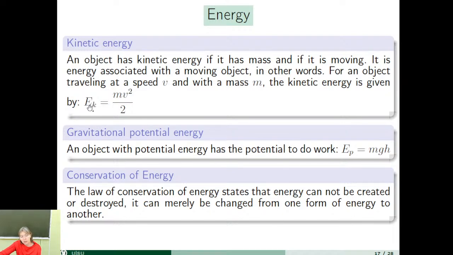kinetic energy is equal to half the product of m and v squared. The SI unit of kinetic energy is the joule.